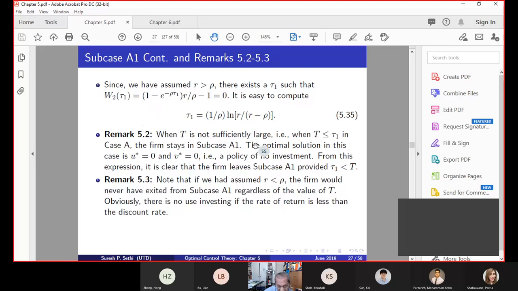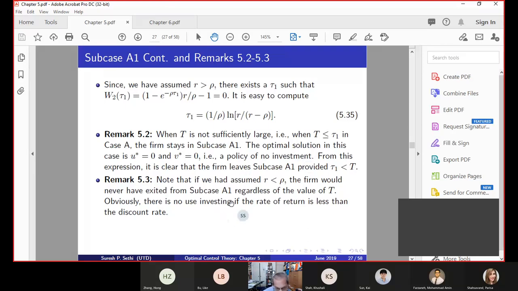When you say not sufficiently large, if somebody gives you an exercise or an exam problem where you say, assume T sufficiently large, you cannot assume T less than tau 1. Because with T less than tau 1, you will give me an optimal solution 0, 0, and you will write this exam solution, and I will not give you more than 1 out of 10 points. So you have to assume T bigger than tau 1, sufficiently large, so that its solution is interesting and not trivial.